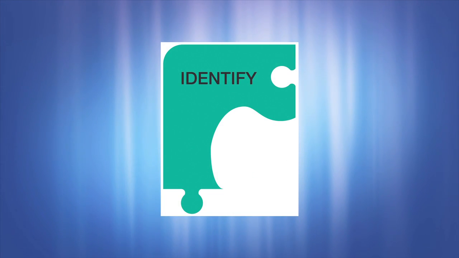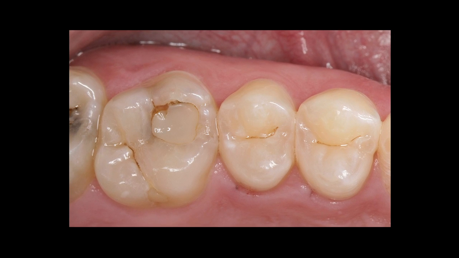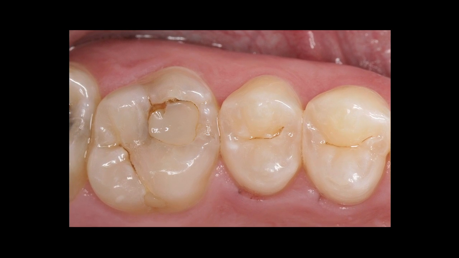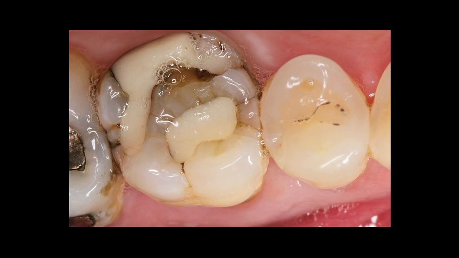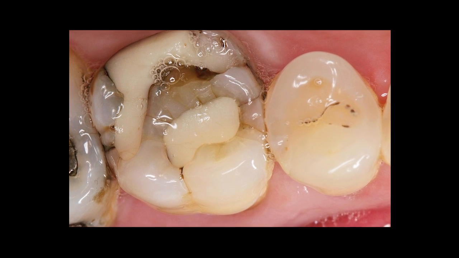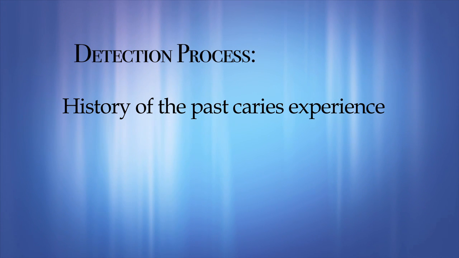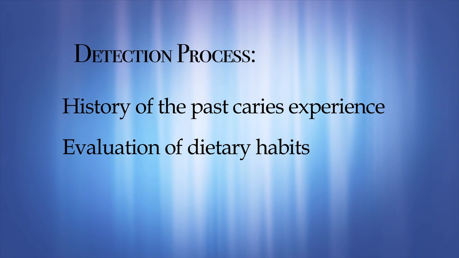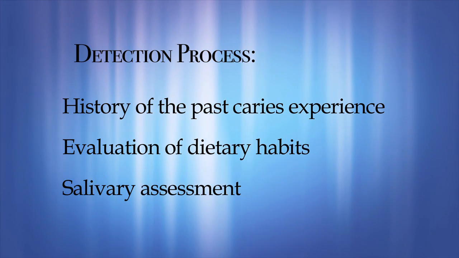Identify and detect caries. Caries detection involves data collection, classification of the lesion, and lesion assessment. This detection process should include a history of the past caries experience, an evaluation of dietary habits, and a salivary assessment.